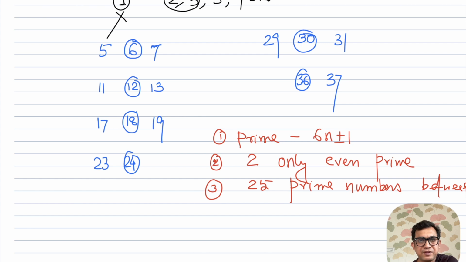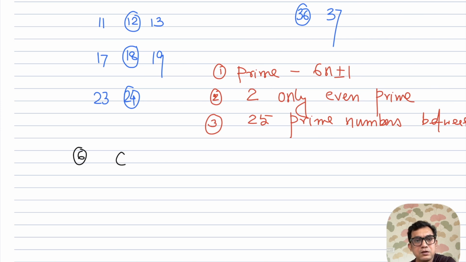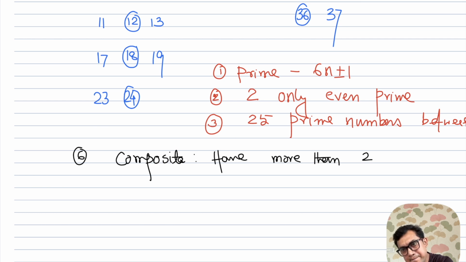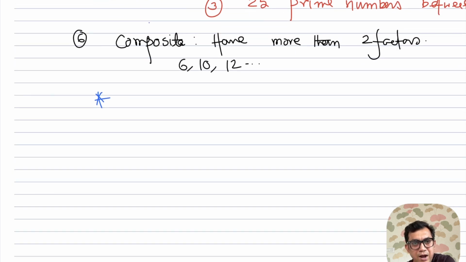Now let's discuss the number 6 case, where I'll be discussing the composite numbers. Now it's a pretty easy thing. Composite numbers have more than 2 factors, like 6, like 10, like 12, dot dot dot. So the point is, 1 is neither prime nor composite.